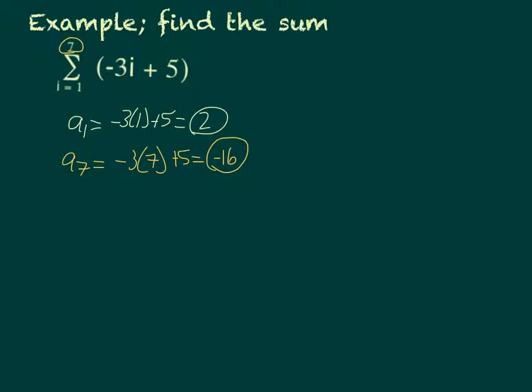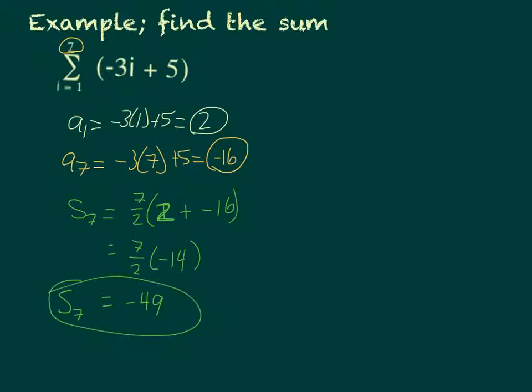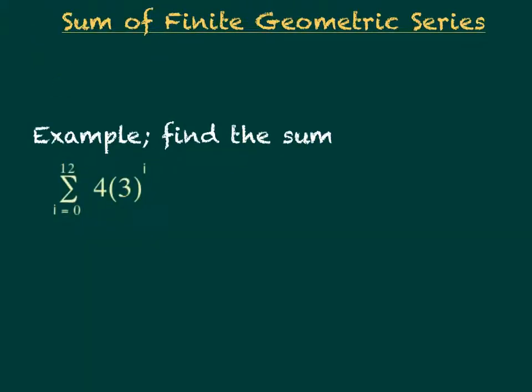So if I put that into my formula, S sub 7 equals my 7 over 2 times my a sub 1, which is 2, plus my a sub 7, which is negative 16. So that's going to give me 7 over 2 times negative 14. So that's going to give me a negative 49 as my final answer. So S sub 7 equals negative 49. Final answer. Geometric series is a little bit different.